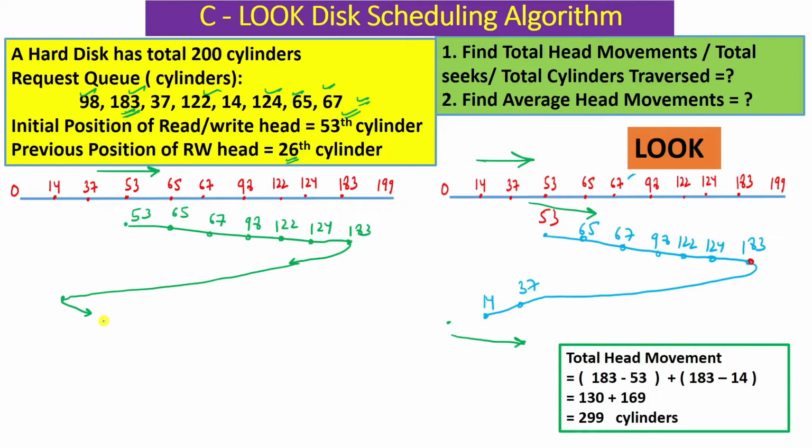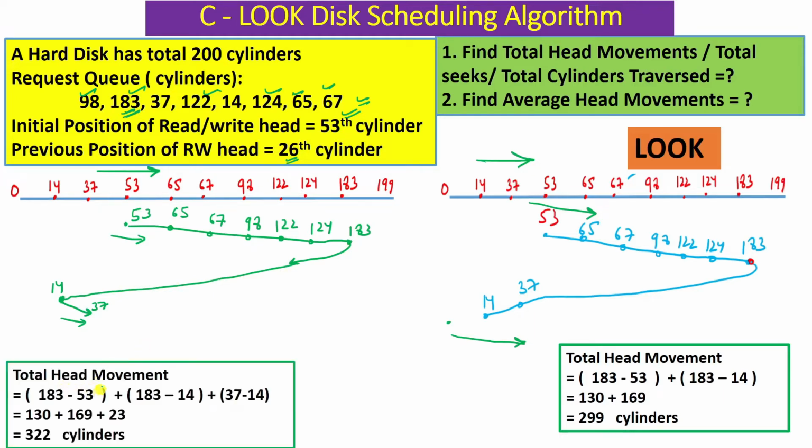Now after 14 we will reverse our direction, and in this direction only we will fulfill the requests. When we reverse our direction, 14 is completed, then we will complete 37. So this is our C-LOOK. We completed the requests in this direction only, and we are not completing the requests in the other direction. So what will be the total number of head movements?